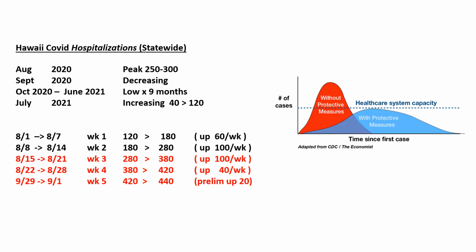And then the lines below are each week starting August 1st. On August 1st, we went 120 to 180. August 8th, we went 180 to 280. August 15th, we went 280 to 380. August 22nd, we went 380 to 420. And then this week so far, we went 420 to 440. So the good news is that the rate of increase in hospitalization appears to be going down a little bit, not as steep a slope. That's really good news, and it matches what we saw in the graphs earlier. This is just the actual numbers themselves. At any time it could go up, but it's a good trend.